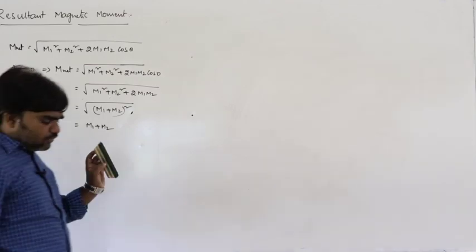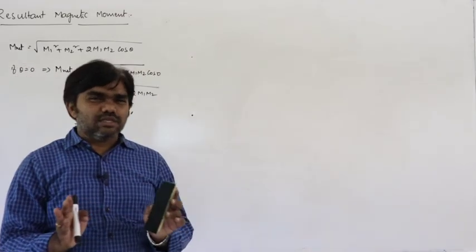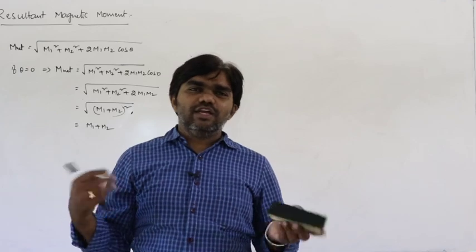Just based on vector addition concept, if two vectors are in the same direction, what is the resultant? Addition of those two.